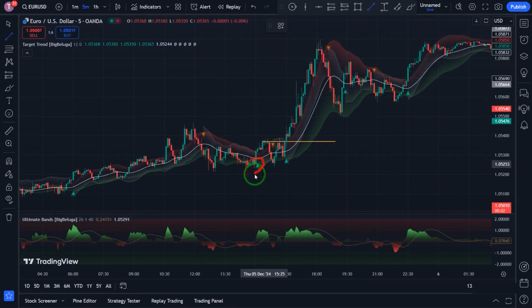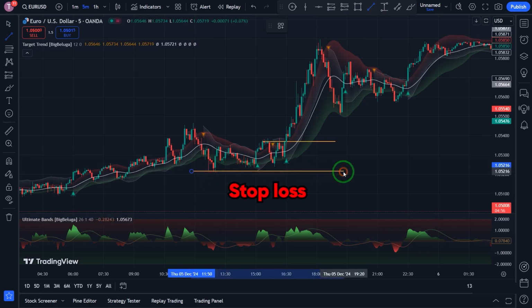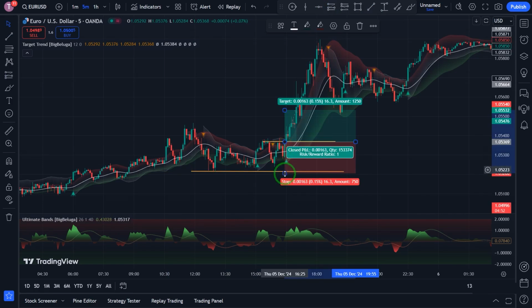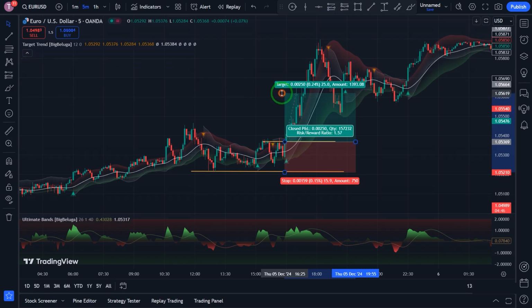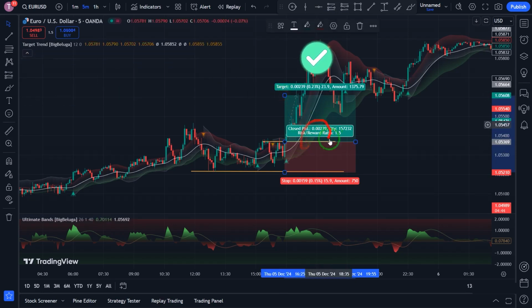Now you need to set a stop loss for your trade. To do this, simply find the last swing low and set your stop loss a little below that. Now you can confidently enter the buy trade, and for the take profit, just consider a risk to reward ratio of 1 to 1.5. Now wait for the trade to close with a profit.